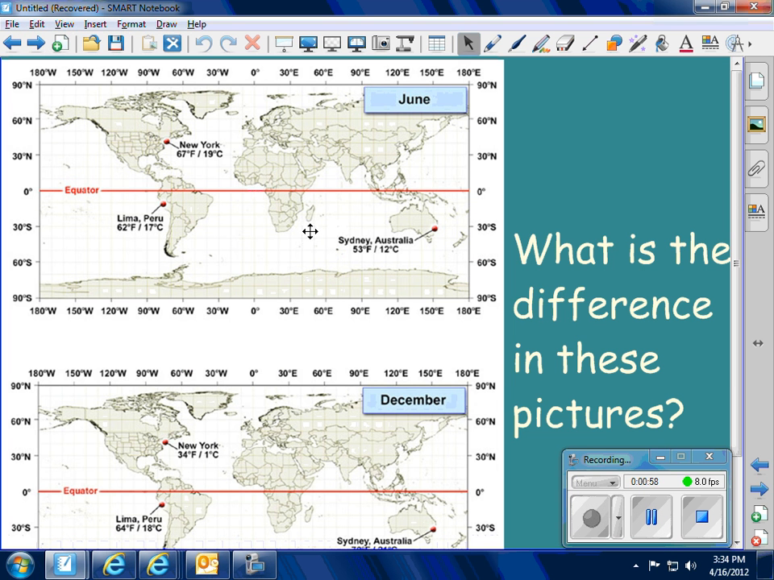Now, if you looked at these two maps here, we talked about what the differences are. The kid said, well, right here it's June and here it's December, and the temperatures are different. You can see in New York it's 67 degrees in June, but in December it's 34 degrees. And we came up with, it's a different season.